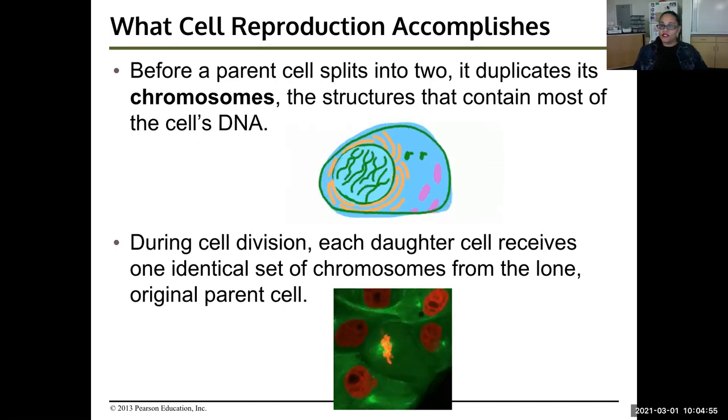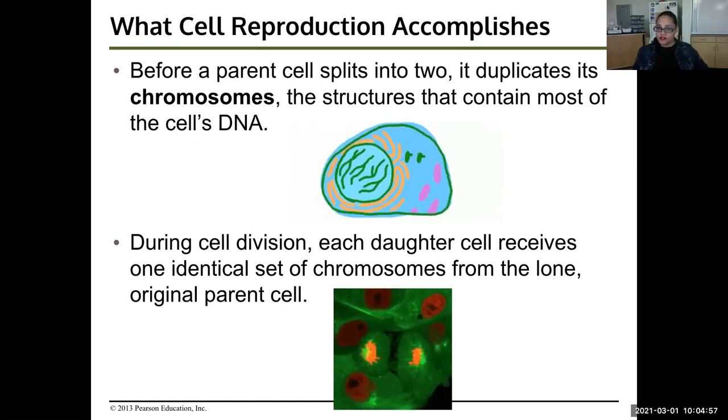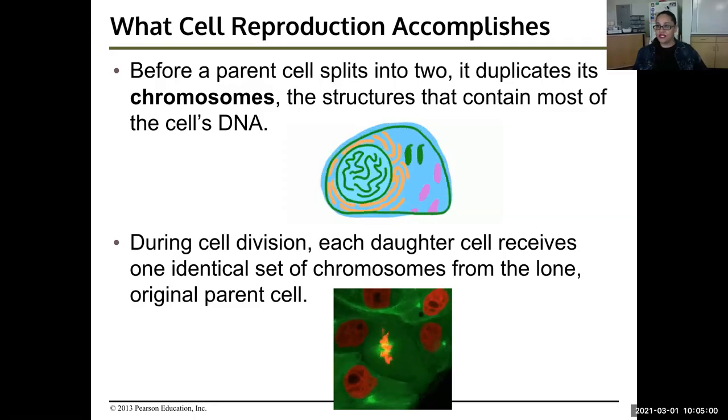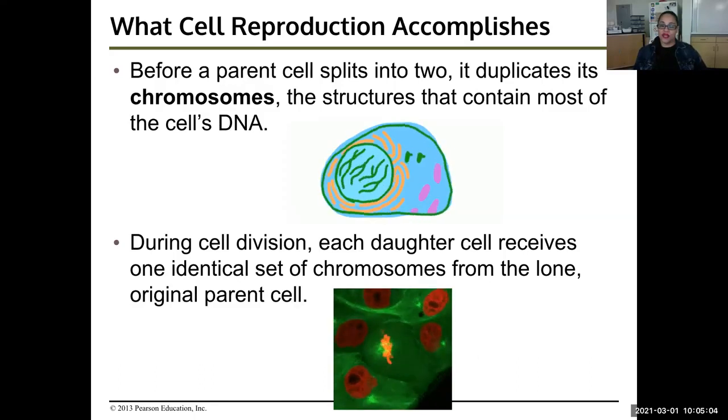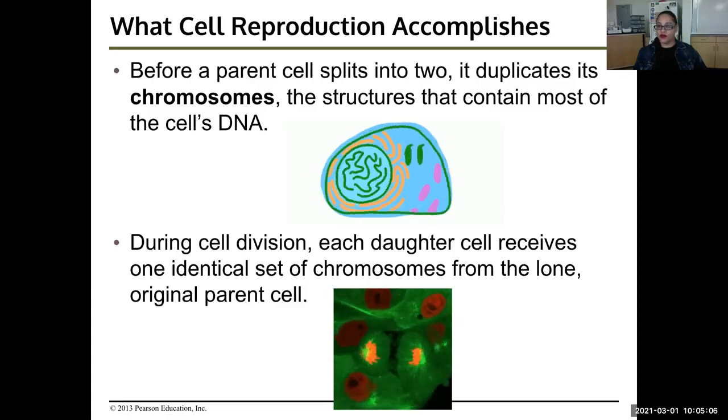Before a parent cell splits in two, it duplicates its chromosomes, the structures that contain most of the cell's DNA. During cell division, each daughter cell receives one identical set of chromosomes from the lone original parent cell.